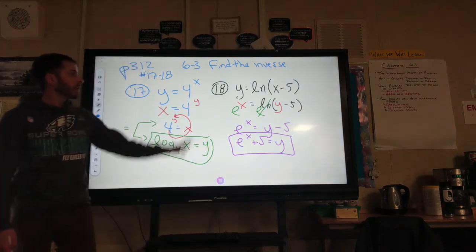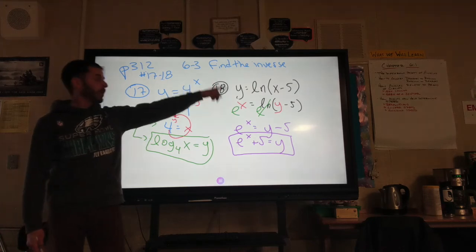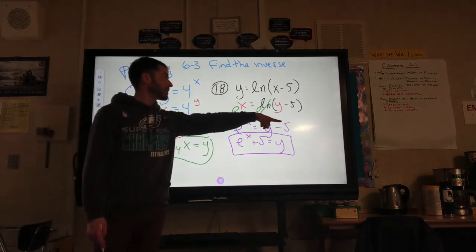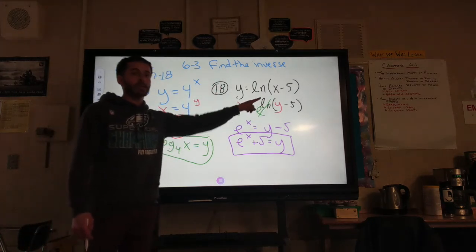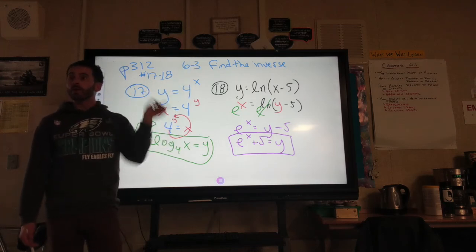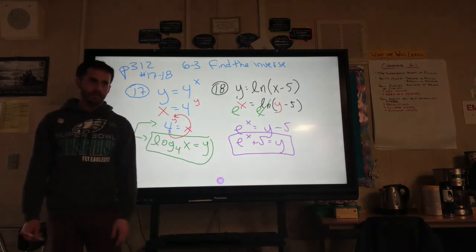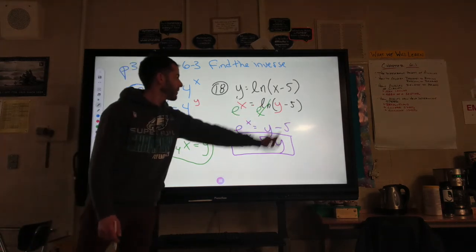Okay? So switch the x and the y, but ln is a very special case where we just make e the base for both sides, and e and ln next to each other, e to the ln or the ln of e, no matter how you write it, if e and ln touch each other, they cancel out to 1. Okay? So, y minus 5.